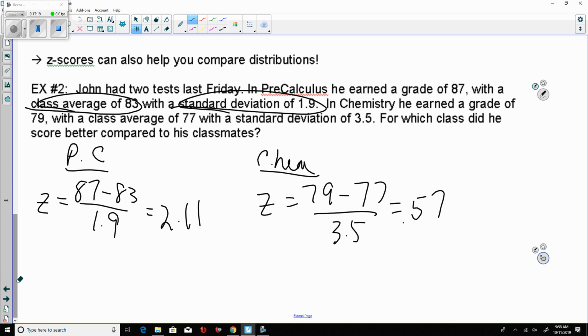Okay. Is everyone able to get those values? 2 decimal places. If you go 3, you lose points. Okay. So it says, which class did he score better compared to his classmates? Based upon the mean and standard deviation, which one was he way at the top of his class? Which, like an outlier? Pre-calc. Okay. Because he was more than 2 standard deviations away from the mean. So some kids did poorly, or not as well. And then here it's 0.57.